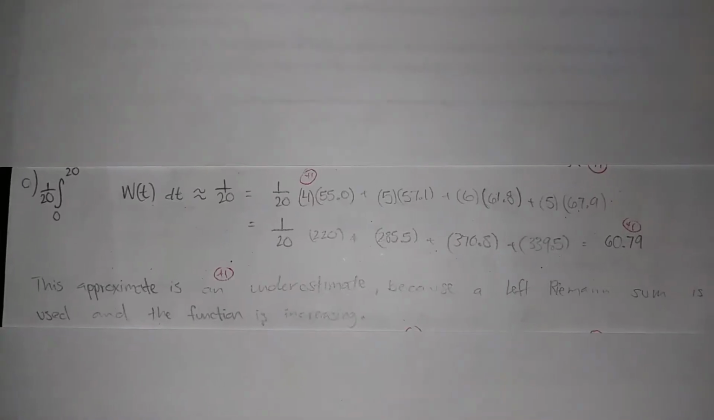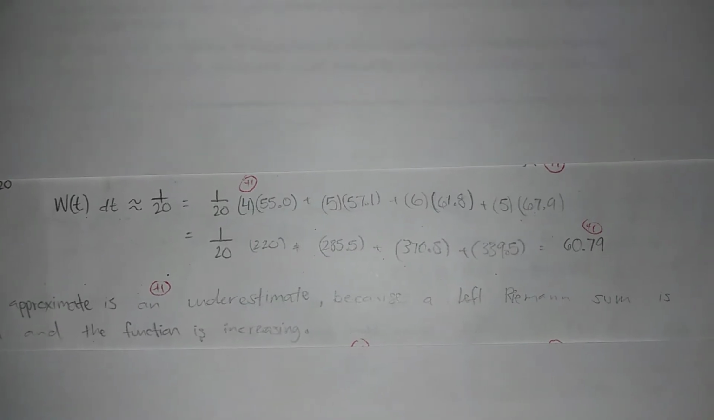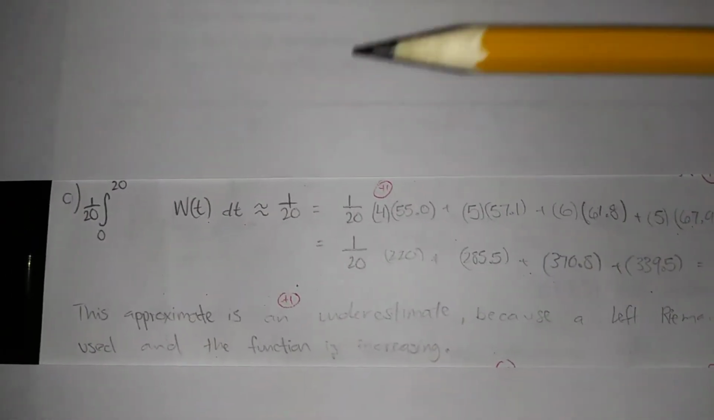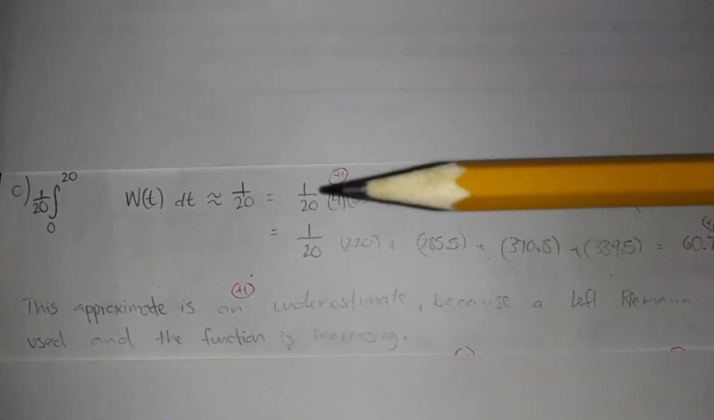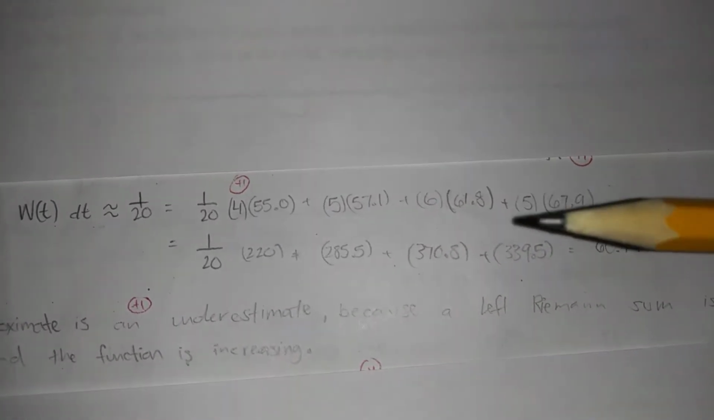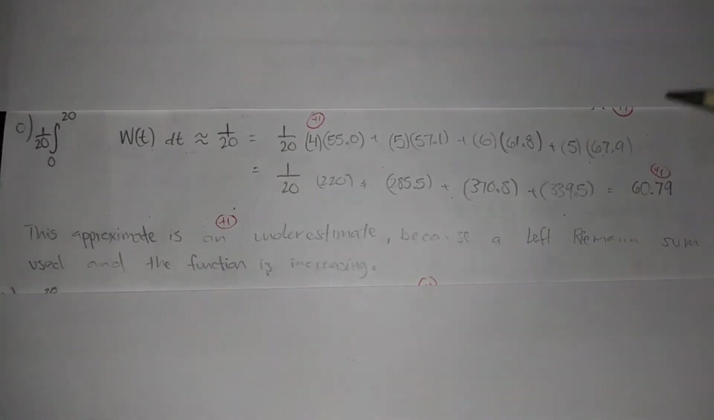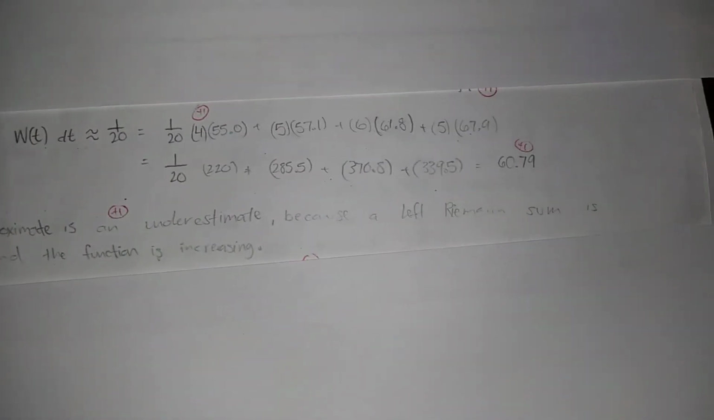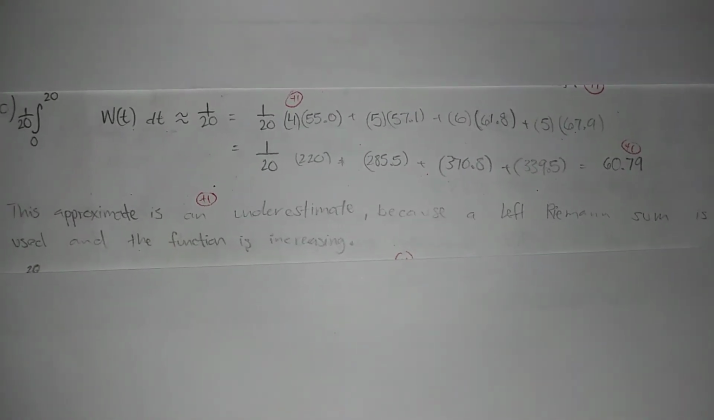As seen in the work, I am using the formula given by them, so I am going to keep the 1/20th in the front. I did the work that I showed you in the table, which came out to 60.79. The approximation is an underestimate because the left Riemann sum is used and the function is strictly increasing.